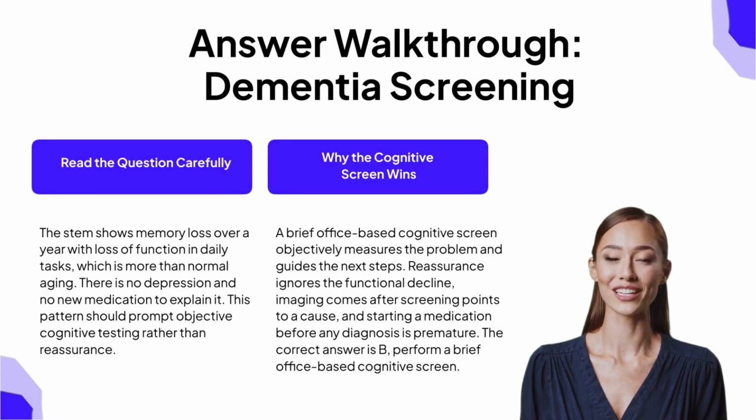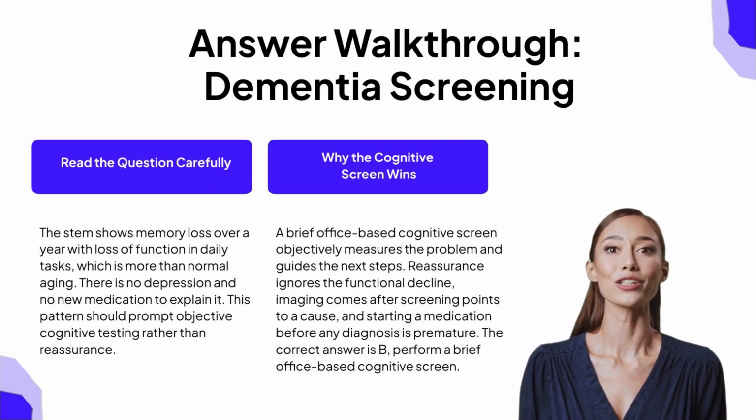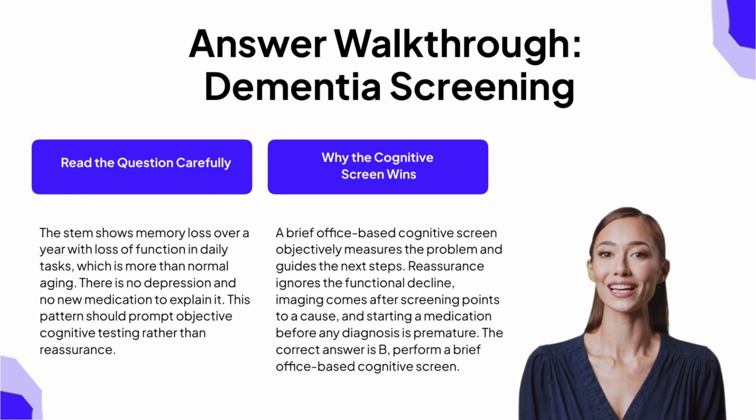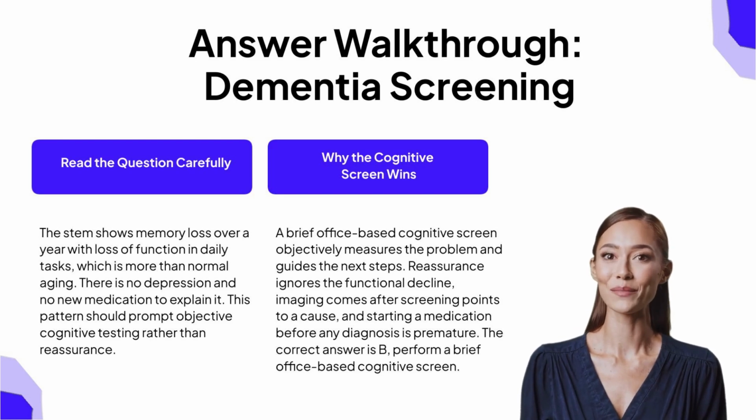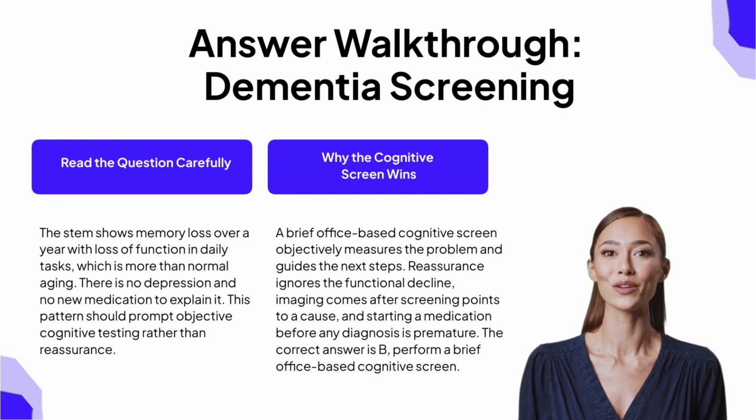Let us work through this answer. First, read the question carefully. We have memory loss over a full year, combined with a clear loss of function in everyday tasks like paying bills and keeping appointments. That degree of decline is more than normal aging, so reassurance is wrong. There is no depression and no new medication that would explain the picture, which means we cannot hand-wave it away.